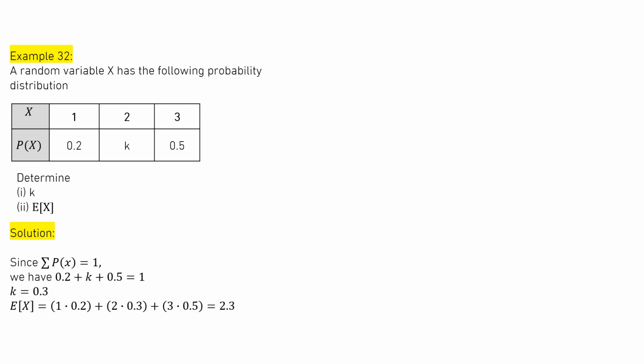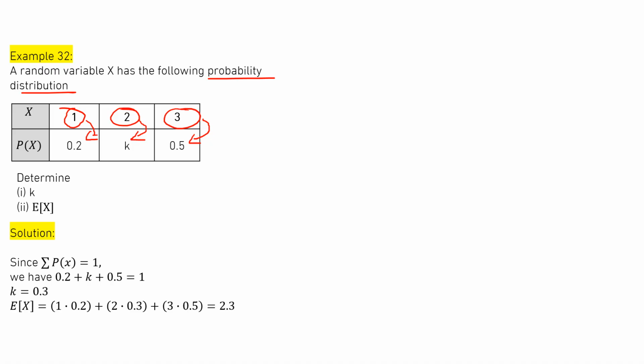In the last PowerPoint, we have learned how to find the expected value of a random variable. Let us start from the first question. Here, they have given a probability distribution. So, the random variable x takes the values 1, 2, and 3. The corresponding probability value of x equal to 1 is 0.2. If the random variable x is 2, the corresponding probability value is k. If the random variable is 3, the corresponding probability value is 0.5.